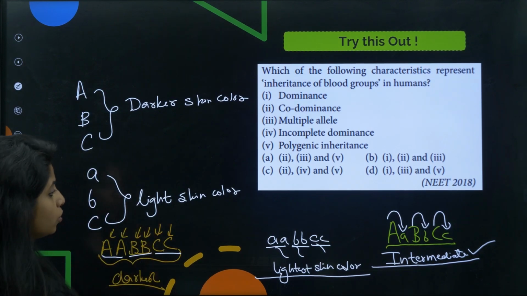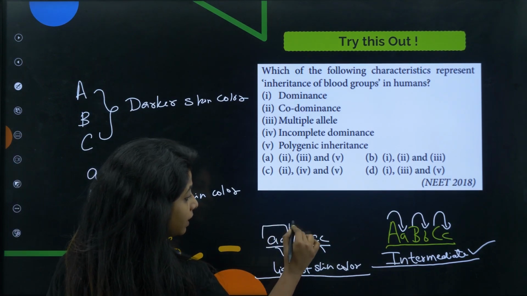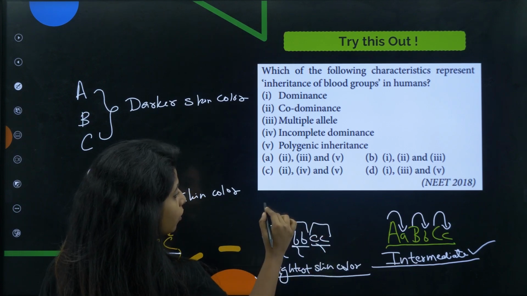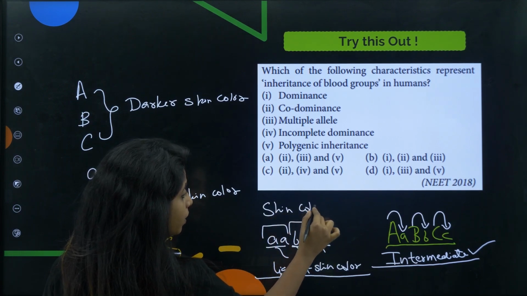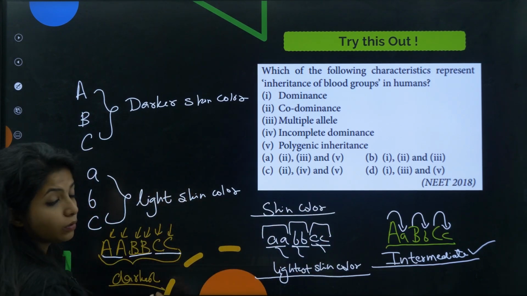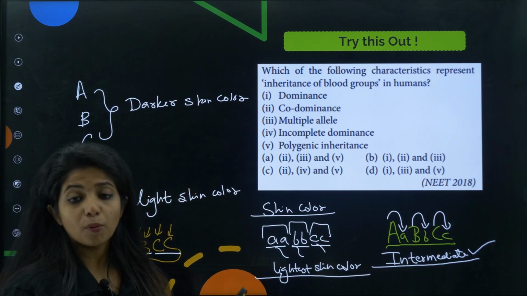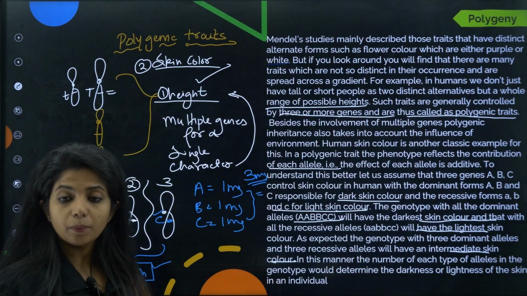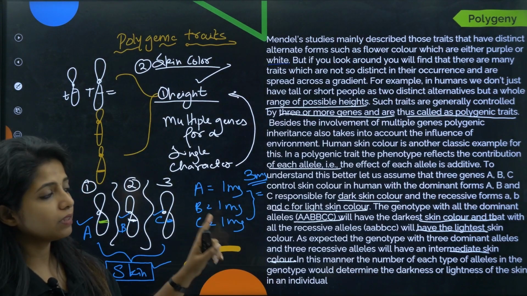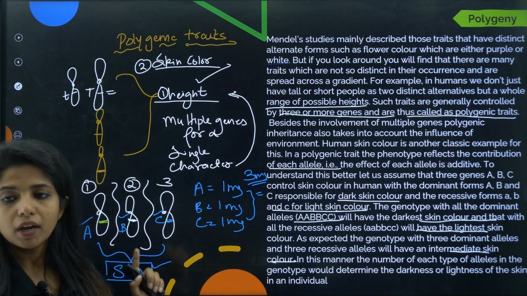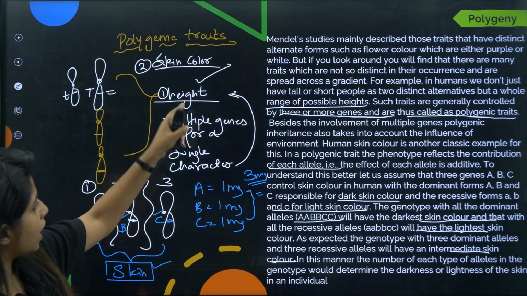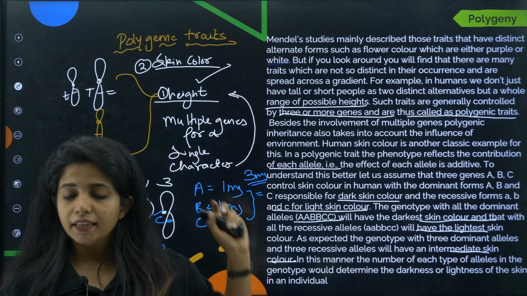So, here also, as I said, these are sets of genes which are responsible for the skin color. There are multiple sets of genes responsible for the skin color, which is why I call it a polygenic trait, decided by different genes. Please remember the example, it is very important. Skin color, height and everything comes in this particular category.